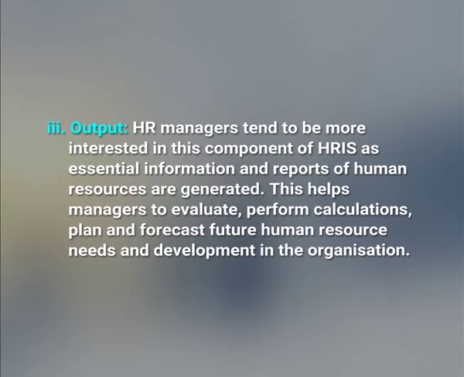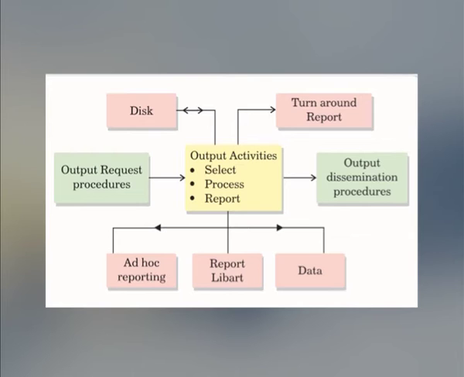Output. HR managers tend to be more interested in this component of HRIS as essential information and reports of human resources are generated. This helps managers to evaluate, perform calculations, plan and forecast future human resource needs and development in the organization. The working of the output component is shown in the figure.